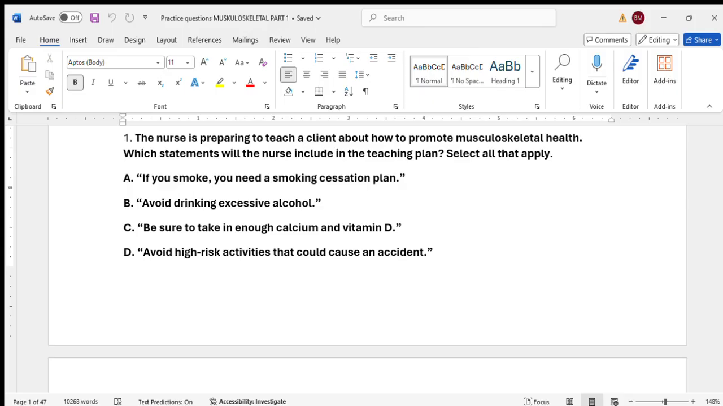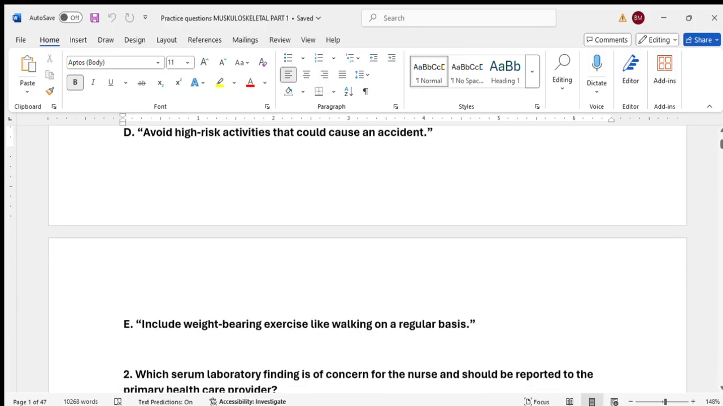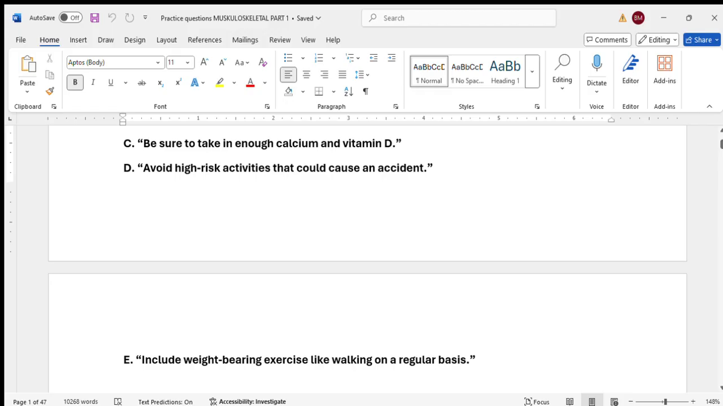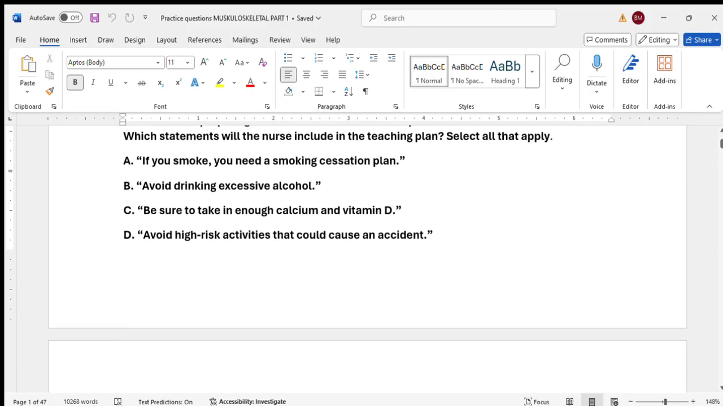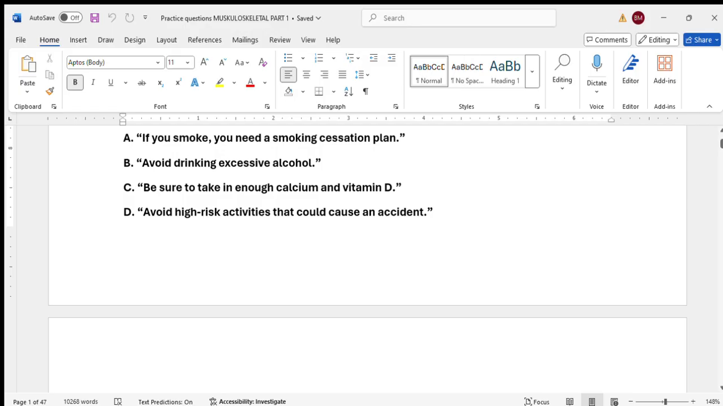So if you smoke, you need a smoking cessation plan. Avoid drinking excessive alcohol. Be sure to take enough calcium and vitamin D. Avoid high-risk activities that could cause an accident. Another one is include weight-bearing exercise like walking on a regular basis. So in this case, okay, it's all of them. Now, smoking, be careful, because some questions are going to tell you reduce smoking. You don't want to reduce, you need cessation, avoid, kaput, complete, goodbye.